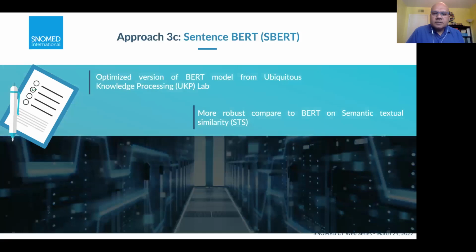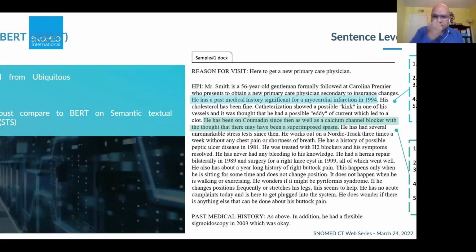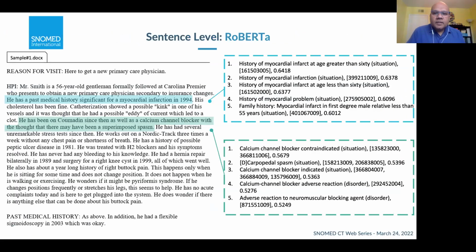But let's look at some results. That's what I think is going to be more interesting. So it's the same sentence again, same example again, and you see that we can now start getting the SNOMED codes out of this. For example, calcium channel blocker contraindicated. So a very, very specific one that is coming out of the sentences, right?